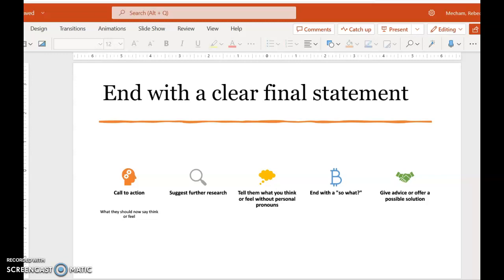Then you're telling them what you think or feel about this without using personal pronouns. So you don't want to say, I think all these things, and now I think this, right? You want to make sure that you say something like, this is important because, not I think this is important because, right? Just because we don't use personal pronouns in academic writing.